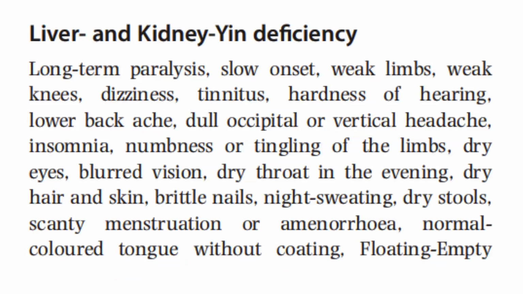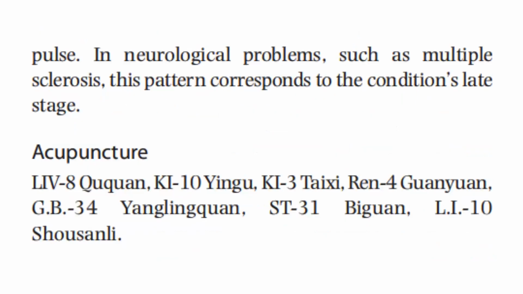For liver and kidney yin deficiency, this is a long-term paralysis with slow onset, manifesting also with weak limbs, weak knees, dizziness, tinnitus, hardness of hearing, low back ache, dull occipital or vertical headache, insomnia, numbness or tingling of the limbs, dry eyes, blurred vision, dry throat in the evening, dry hair and skin, brittle nails, night sweating, dry stools, scanty menstruation or amenorrhea, normal colored tongue without coating, a floating and empty pulse.